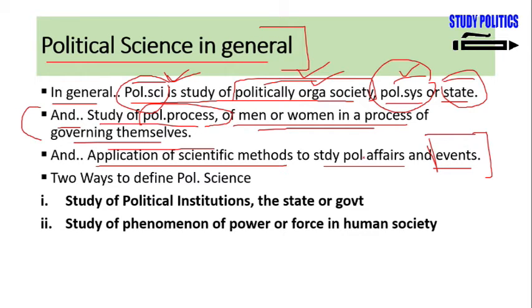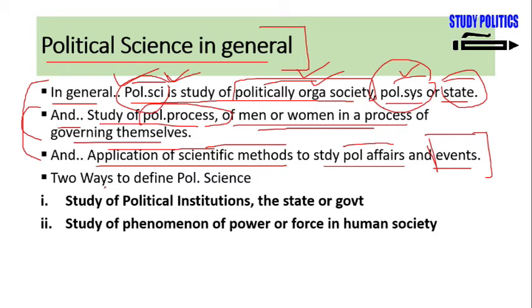Similarly, we also see why in some countries they develop democracy, and why in some other countries they develop monarchy or aristocracy, and why there are still many countries that are not fully democratic, and these sorts of things. So when we apply scientific methods to analyze political affairs and events, it is also the concern of political science. So this was political science in general.